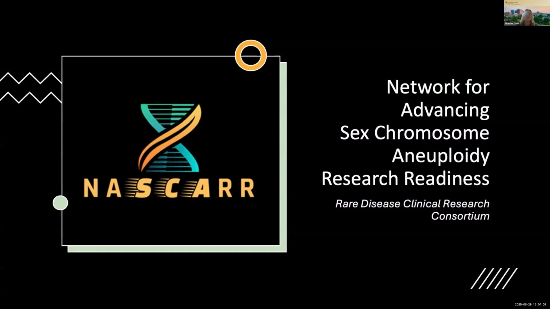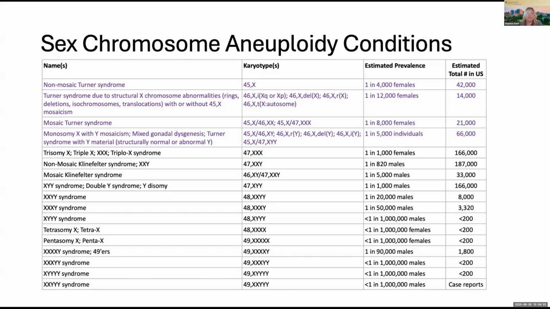All right. Hi, everyone. My name is Shanley Davis. I am a pediatric endocrinologist at the University of Colorado and Children's Hospital Colorado. And I am presenting today on our proposal for a rare disease clinical research consortium project that a lot of people are involved in. So I'm presenting on behalf of our whole group here. Our proposed name is NASCAR, Networking for Advancing Sex Chromosome Aneuploidy Research Readiness.